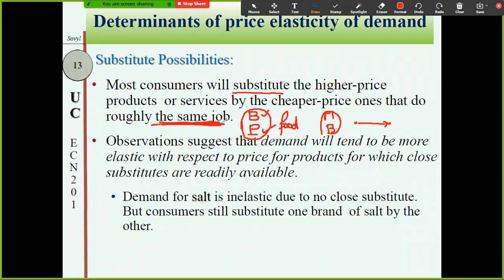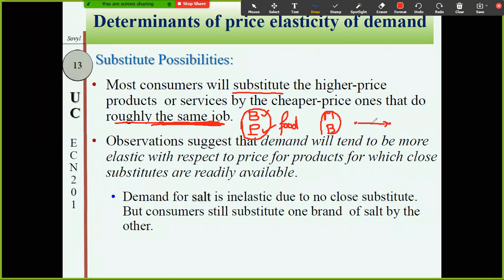Most consumers or buyers will substitute higher price products or services with cheaper ones that do roughly the same job. I also explained burger or pizza. If you feel hungry, you need food. You can eat a burger or pizza, because burger and pizza provide you the same job. It means they provide you the same feeling, because you are full. When you are full, no hungry anymore.